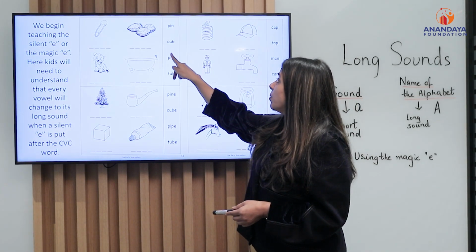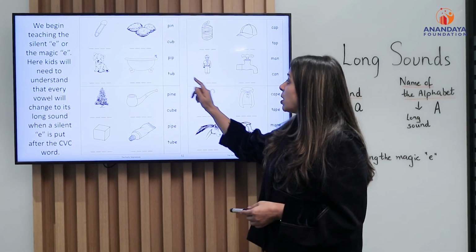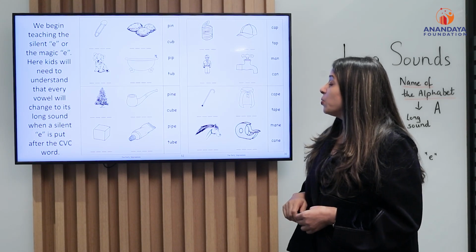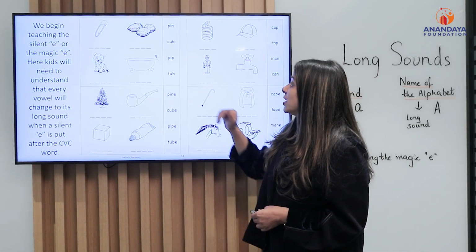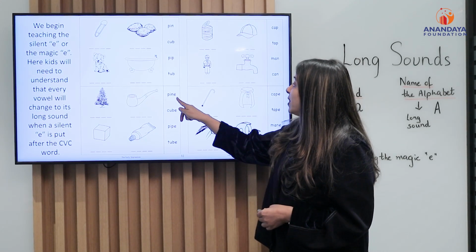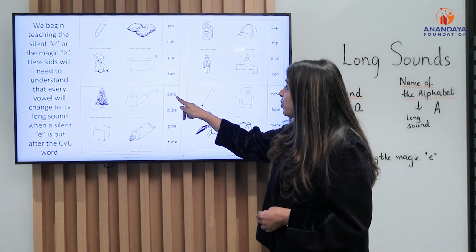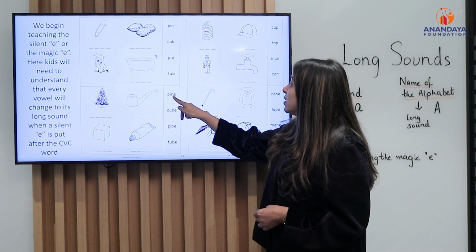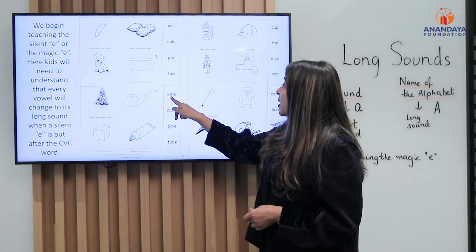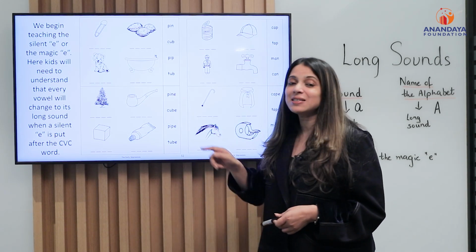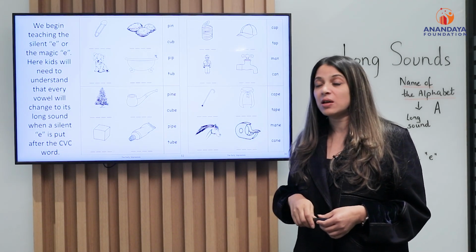Pin, cub, pip, tub. Now, what we need to explain to the child is that there is a magic E, which when put at the end of the CVC word, the E remains silent and the vowel sound, the middle sound, becomes the long sound.